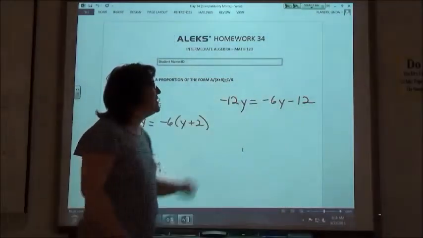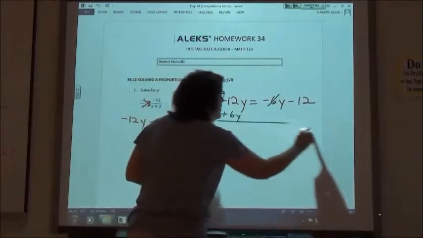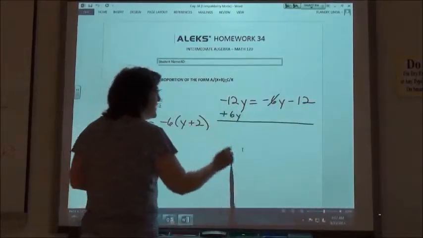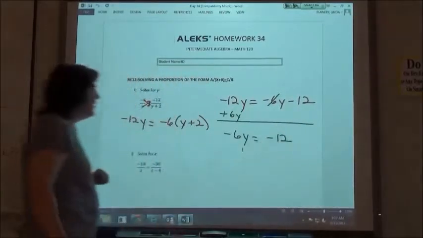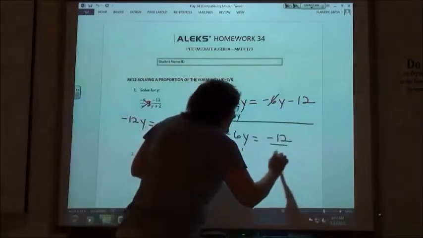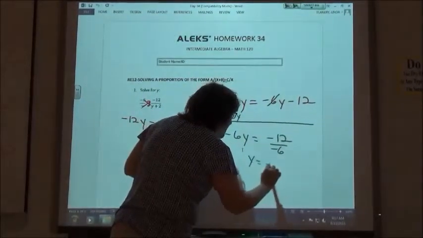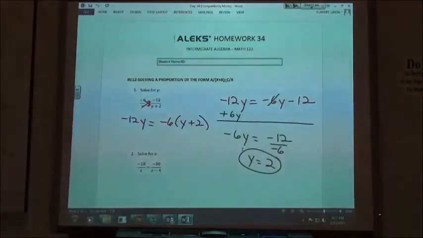I want my y's together on one side, so I'm going to add my 6y to move it over. Negative 12 plus 6 would give me negative 6y equals negative 12. And then I end up dividing by my coefficient of negative 6. Negative 12 divided by negative 6 gives me a positive 2 answer.